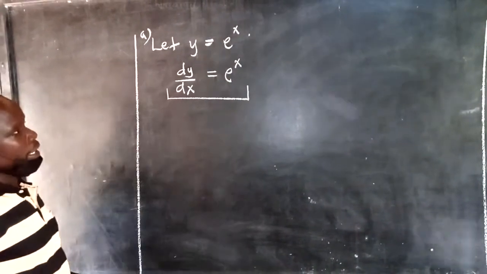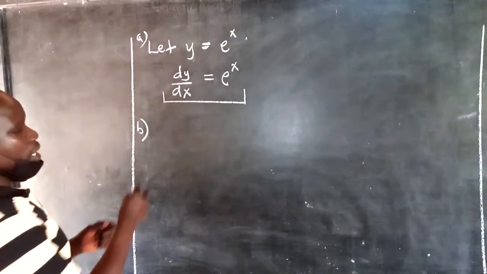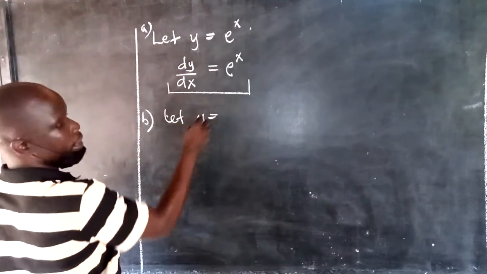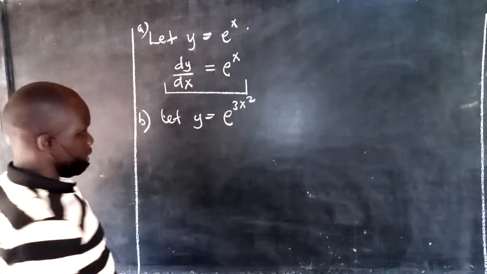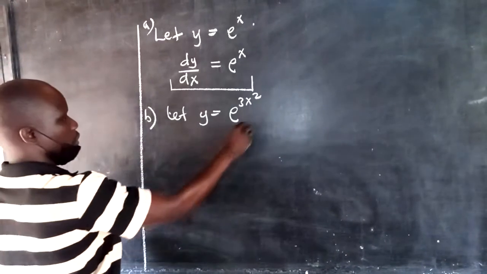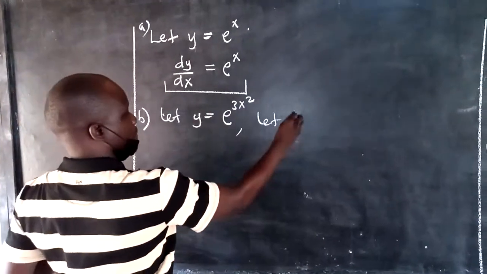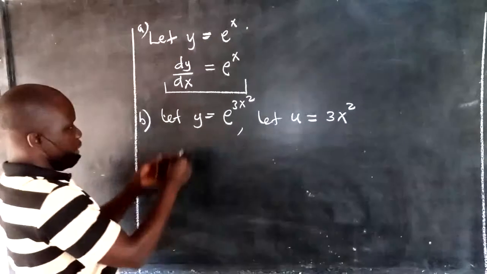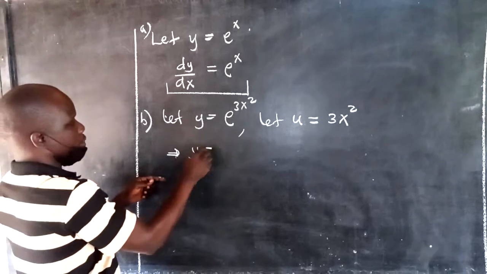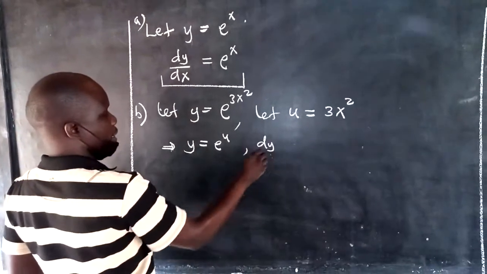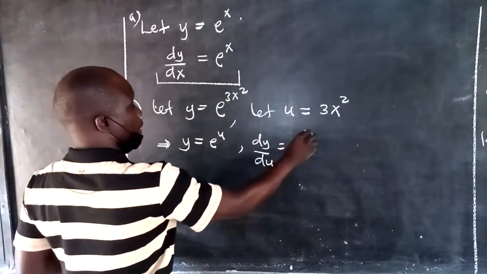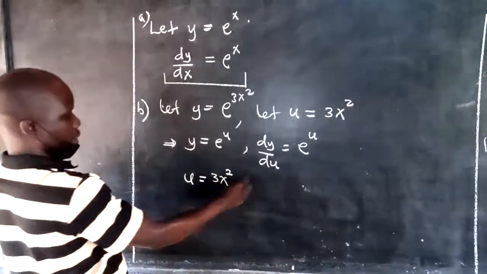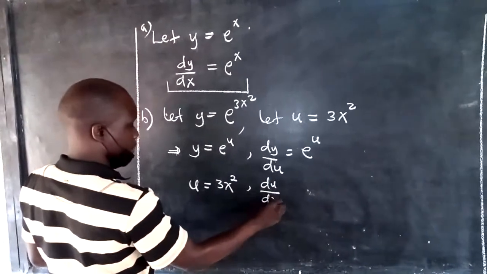Here it is very clear that the derivative of the exponential function e power x gives you e power x. Then part B: let y equal e power 3x squared. We shall also let the power be some other unknown u, so let u equal 3x squared. It means we now have y equal e power u, where dy/du equals e power u, and u equals 3x squared, so du/dx equals 6x.